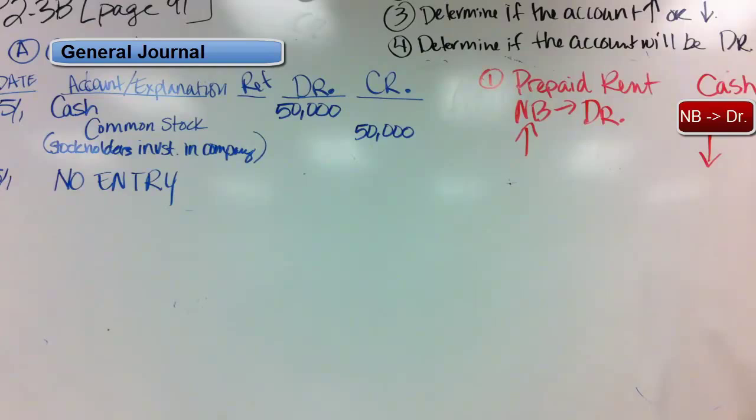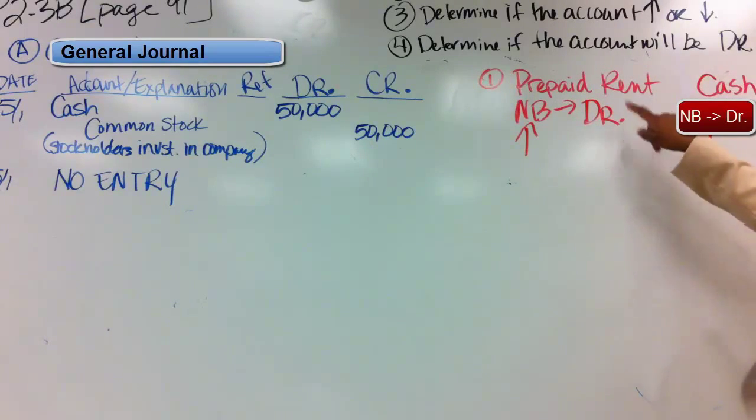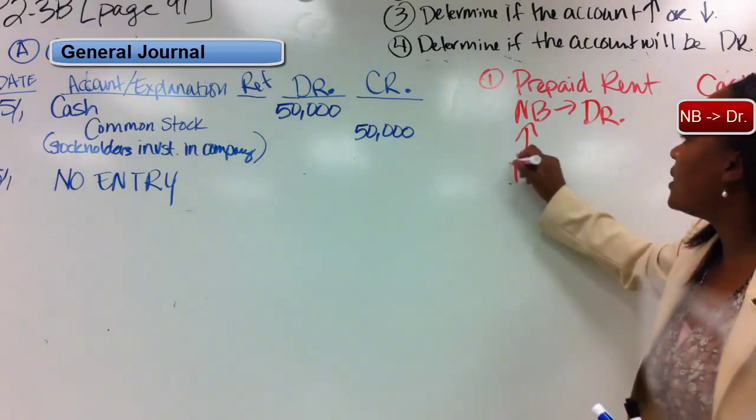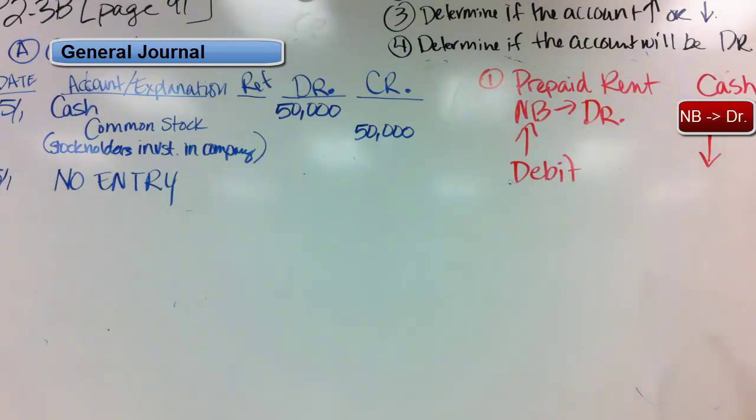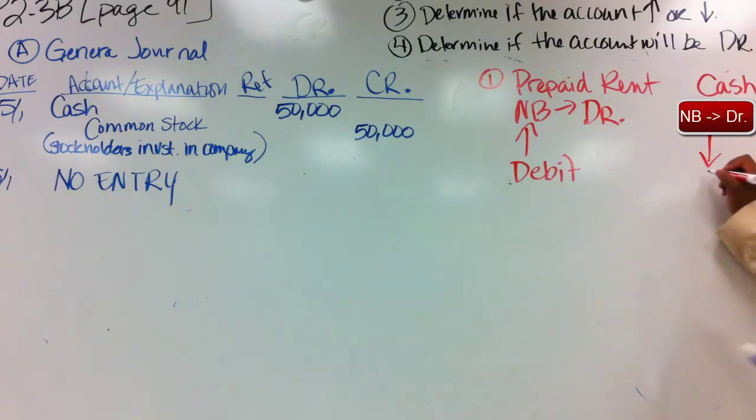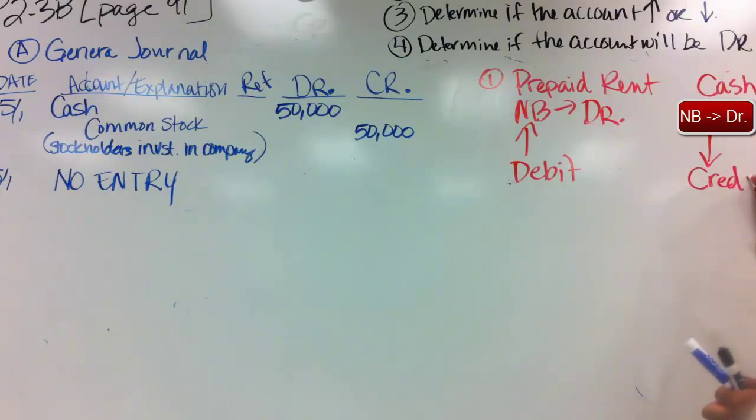Okay. Now, the last part is, determine if the account will be debit or credit. Well, the normal balance is debit, the account is increasing, so prepaid rent is going to be debited, right? And cash, it decreases, but the normal balance is debit. So what are you going to do? Credit. The opposite of the normal balance. Because it's decreasing, opposite of normal balance, so you will credit cash. Everybody understand that process of thinking?